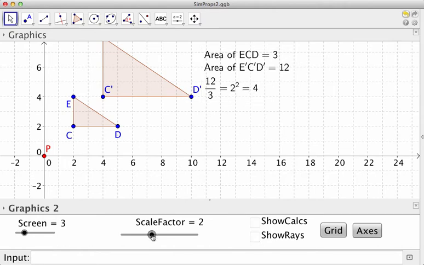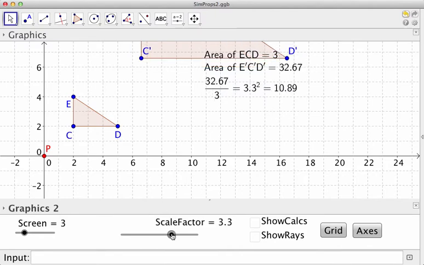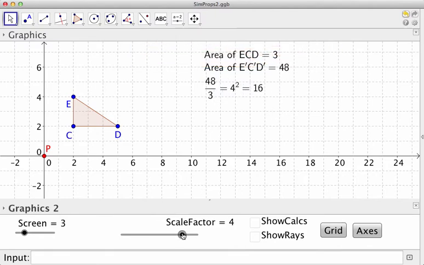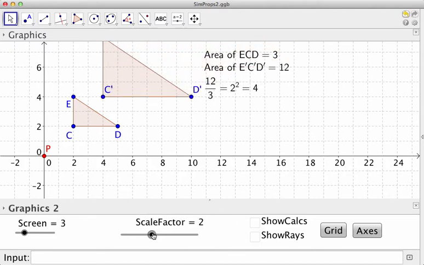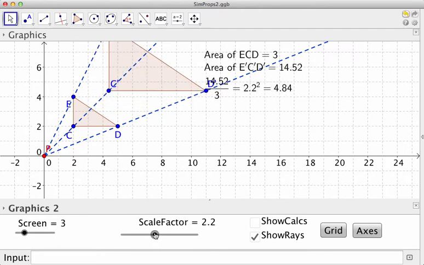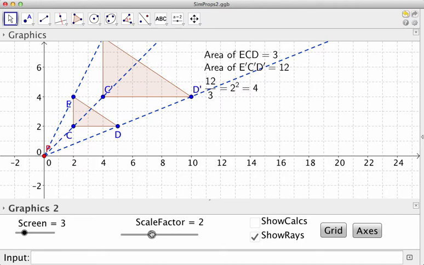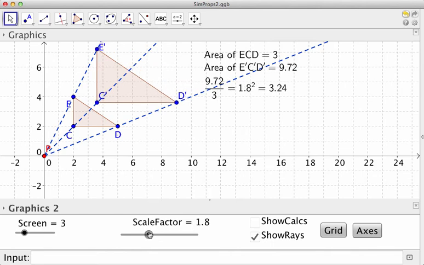If we set the scale factor to 3, although we can't see it, the ratio of the two triangle areas is 27 to 3, or 9, which is equal to 3 squared. If we set the scale factor to 4, the ratio of the two areas will be 48 to 3, or 16, which is equal to 4 squared. Again, when we show the rays, all we're doing as we change the scale factor is moving points E prime, C prime, and D prime along the rays that connect point P to our original triangle vertices E, C, and D.